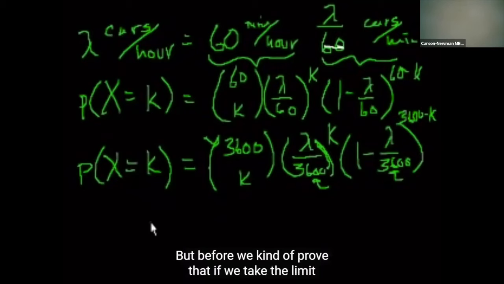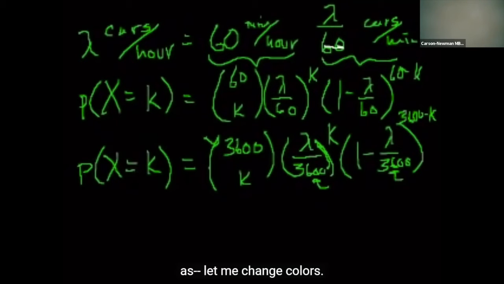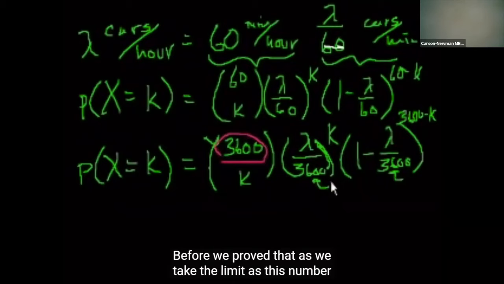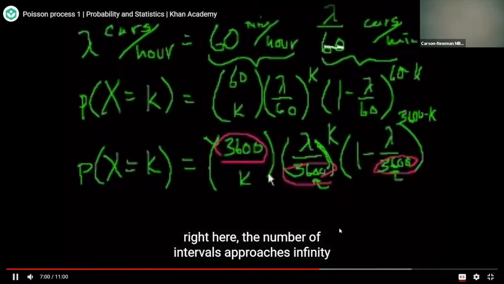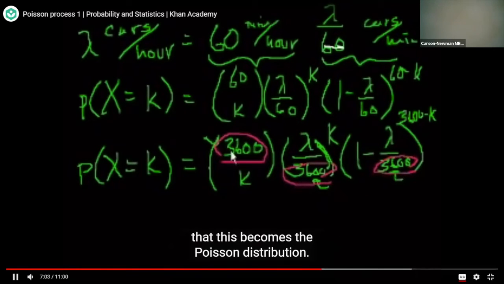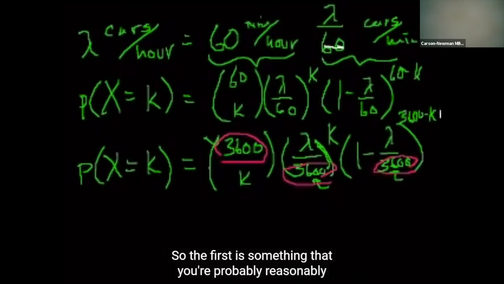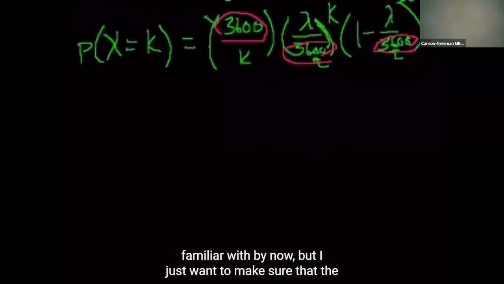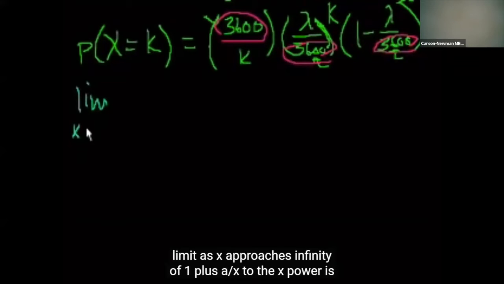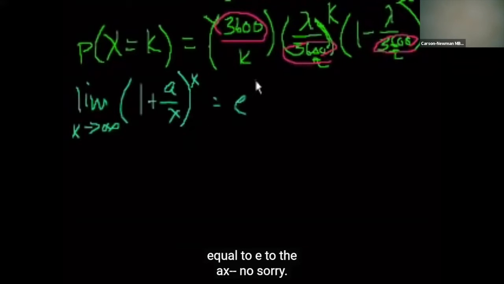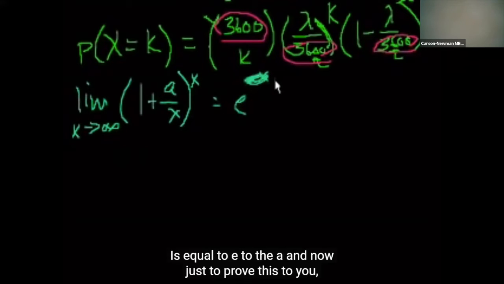But before we prove that, as we take the limit as this number right here, the number of intervals, approaches infinity, that this becomes the Poisson distribution, I'm going to make sure we have a couple of mathematical tools in our belt. So the first is something that you're probably reasonably familiar with by now, but I just want to make sure. The limit as x approaches infinity of 1 plus a over x to the x power is equal to e to the a.